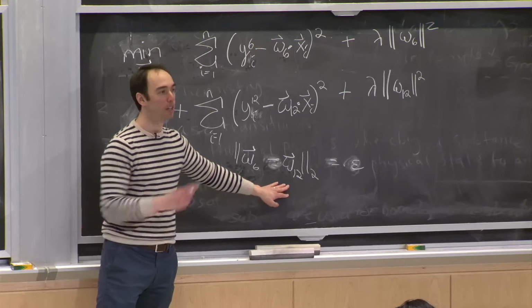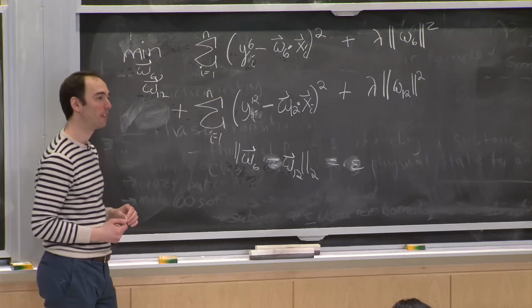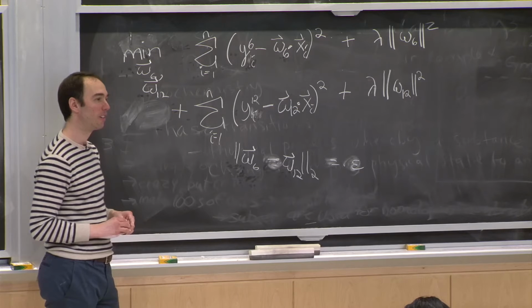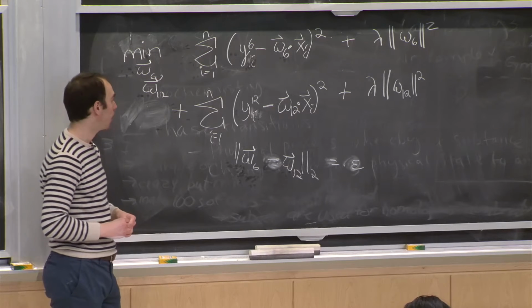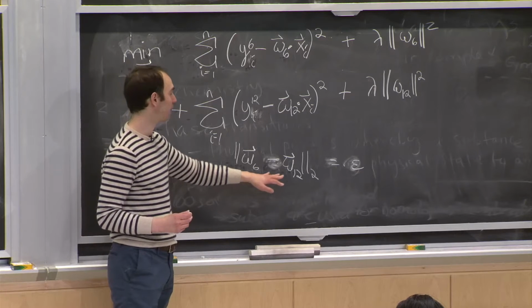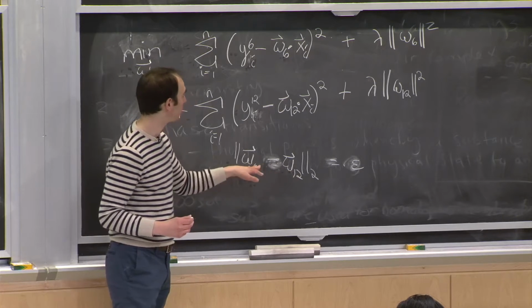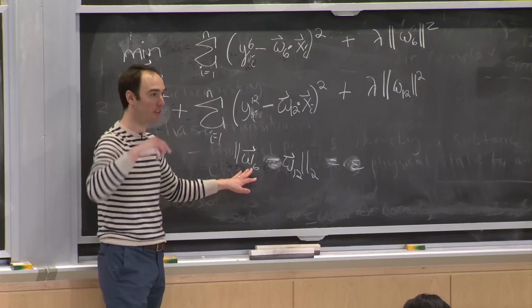Yep? Can you represent each weight vector as, have it just be duplicated, and force the first weights to be the same and the second ones to be different? You're suggesting a slightly different way to parameterize this by saying that W12 is equal to W6 plus some delta difference. Is that what you're suggesting?